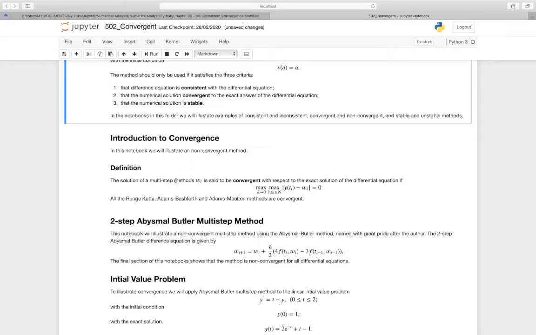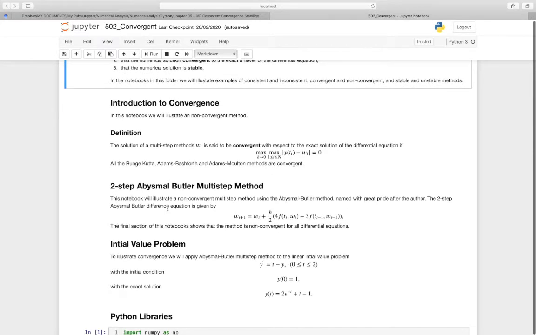The solution of the multi-step method w_i is said to be convergent with respect to the exact solution of the differential equation if, as the step size goes to 0, for all i that we're interested in solving, the exact solution minus the approximation will equal 0. So it means that the exact and the approximation tend to the same thing. This is true for all Runge-Kutta and Adams methods.